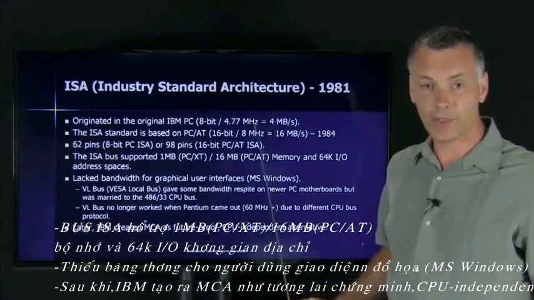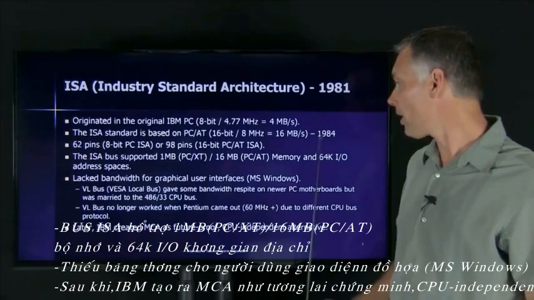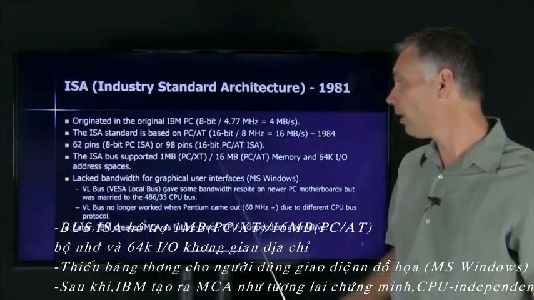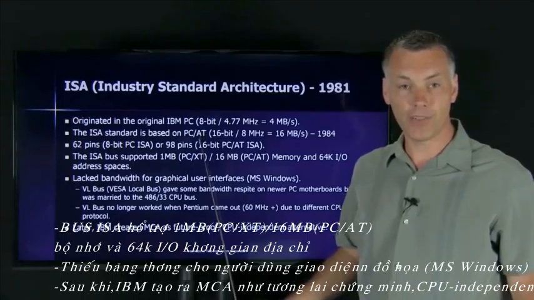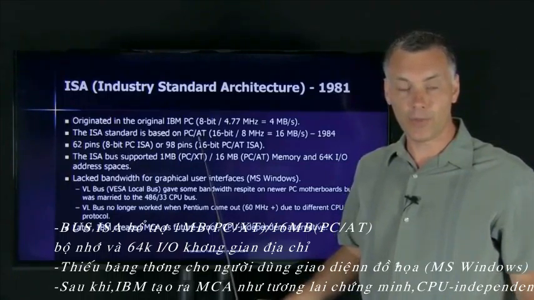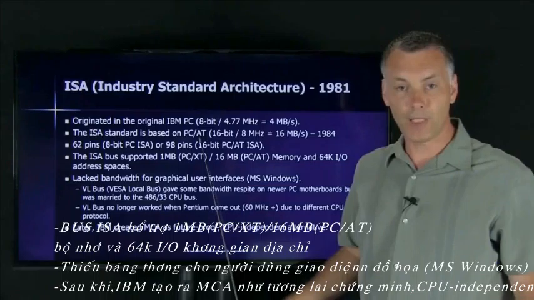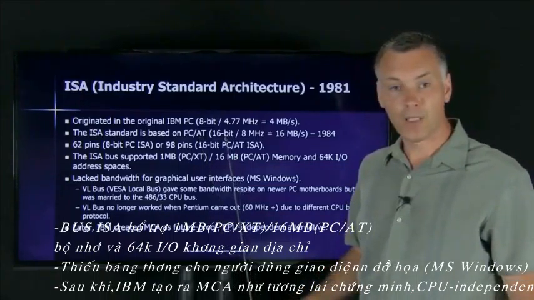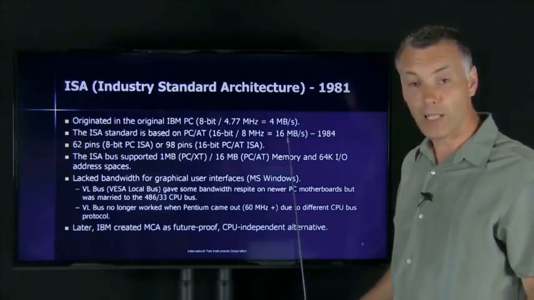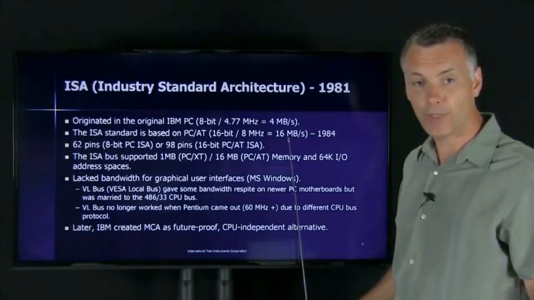The ISA standard, however, was created a few years later in 1984 when the PC-AT, the improved PC, was created, which used the 80286 CPU. And that CPU uses a 16-bit data bus running at 8 megahertz for a total memory and I/O card bandwidth of 16 megabytes per second.